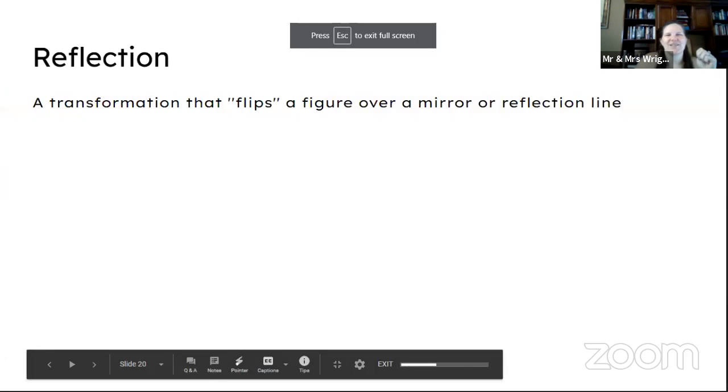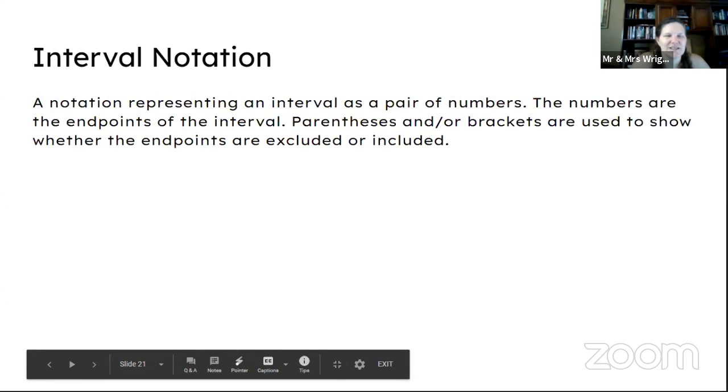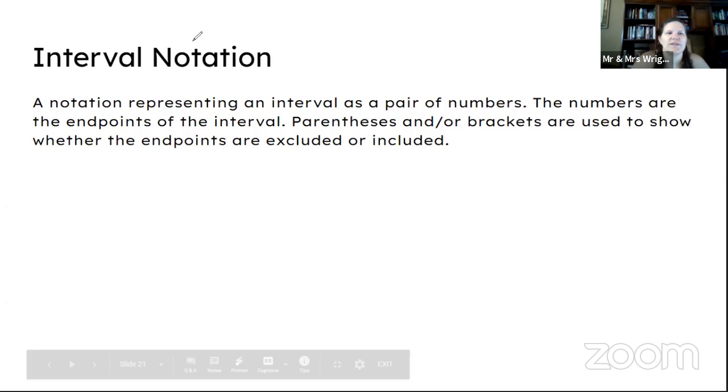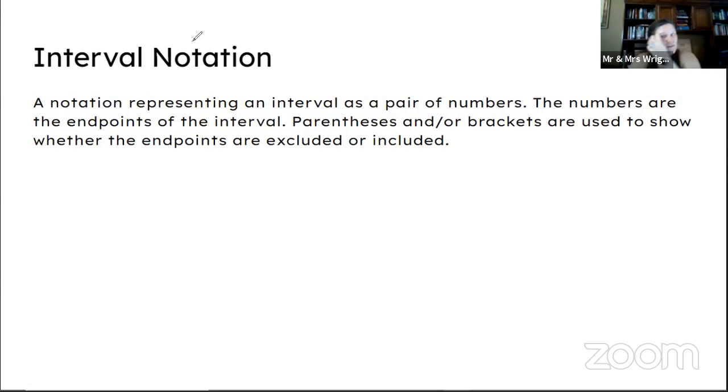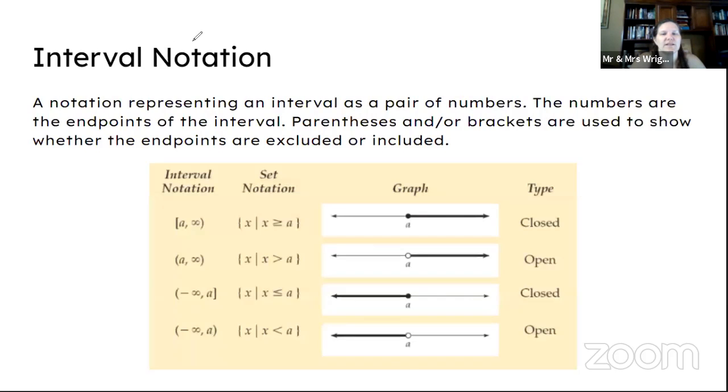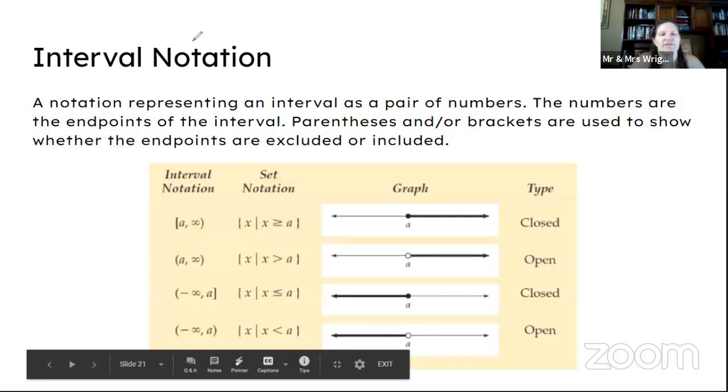All right, so back to our vocabulary. So that's reflection and some translations. Interval notation. Now we've gone over this as well. It's a notation representing an interval as a pair of numbers. These numbers are the endpoints of the interval. Parentheses or brackets are used to show whether endpoints are included or excluded. And this is something you should have in your notes right here because it really does a good job of showing us.